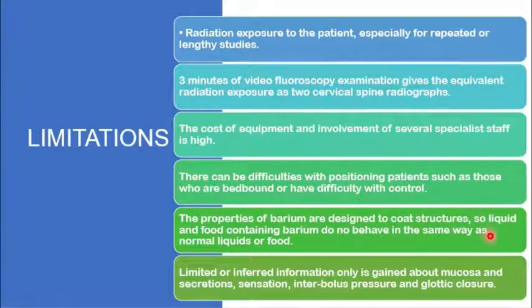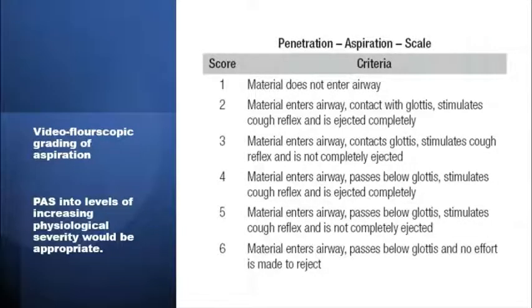There are issues with the grading for the penetration aspiration scale with different bolus volumes and bolus consistencies and concentration of the barium inside. And there is also a limited amount of information gained about the type of abnormalities in the aerodigestive tract mucosa, for example, any secretions in there, the sensation in there, the interbolus pressure, and the glottic closure. And finally, although the penetration aspiration scale remains very useful, there are continuous attempts at improving things.